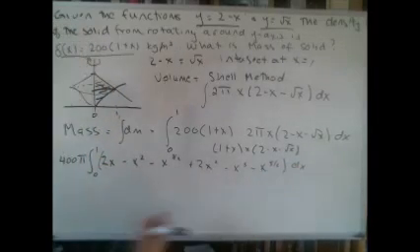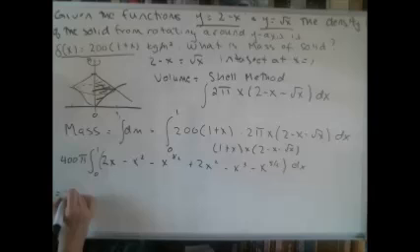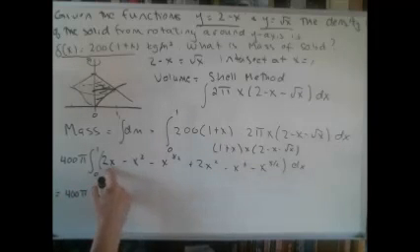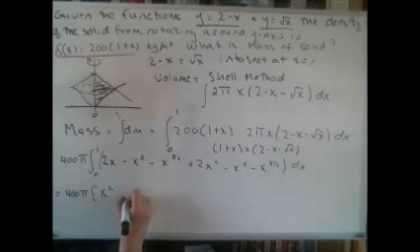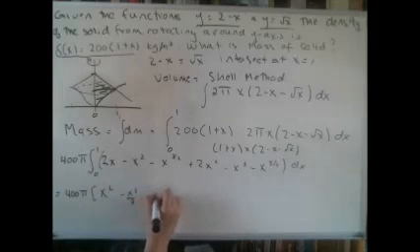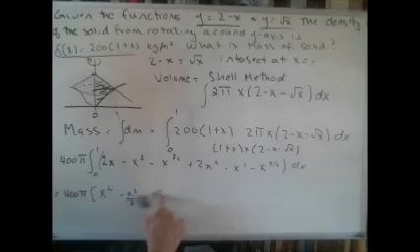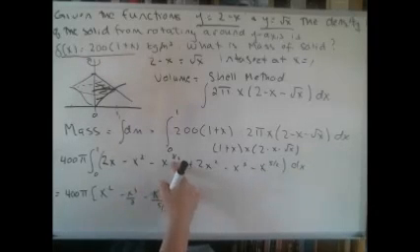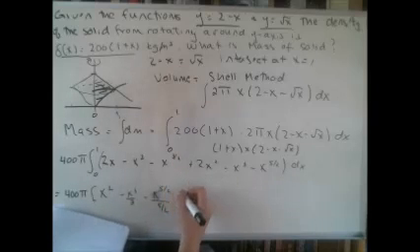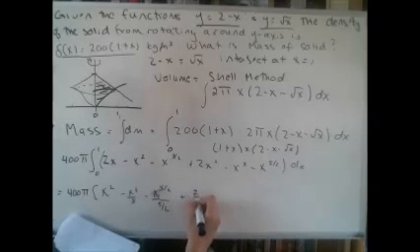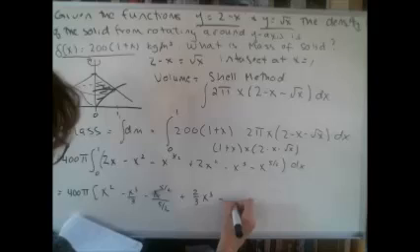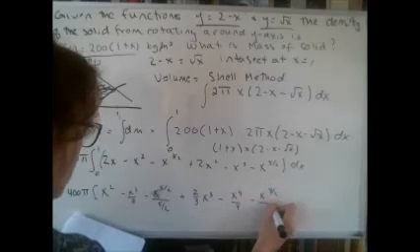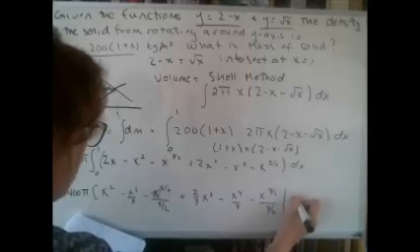And I'm going to integrate that with respect to x. When I integrate it using the power rule, I'm going to get 400 pi times 2 times x squared divided by 2, minus x cubed over 3, minus x to the 5 halves all over 5 halves. I have to increase the exponent by 1. Okay, don't forget that when we're doing the power rule. Plus 2/3 x cubed minus x to the 4th over 4 minus x to the 7 halves all over 7 halves. And I'm going to evaluate that from 0 to 1.